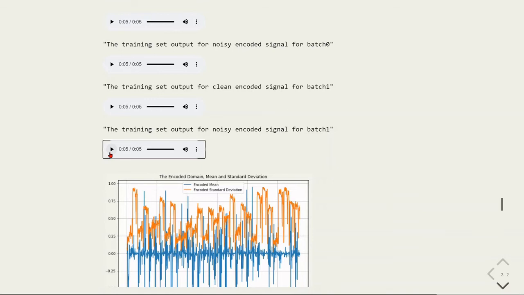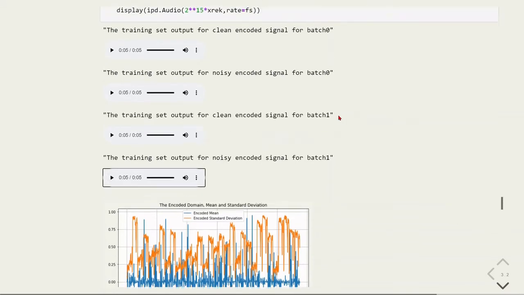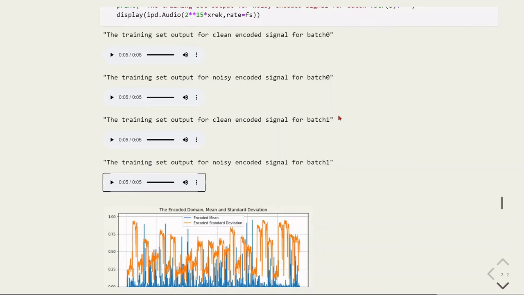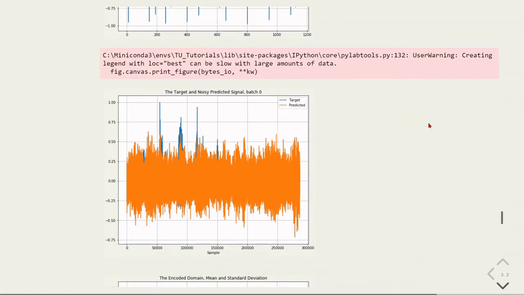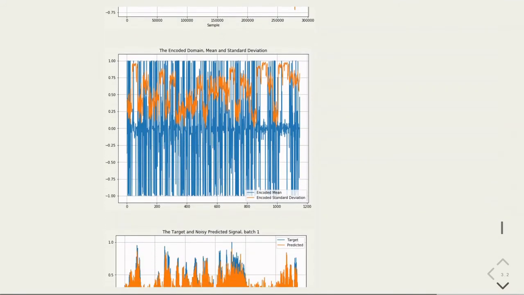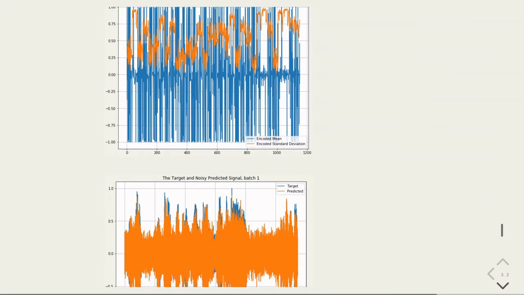It's interesting to note also that the model is behaving better on this batch 1 than on the first batch 0. And it's very interesting to note this noise shape and characteristic and the similarities with the audio used for training.